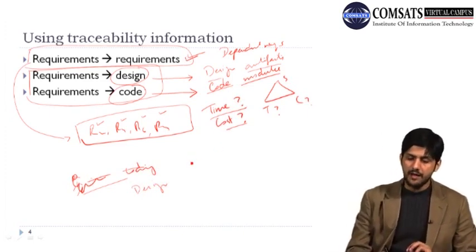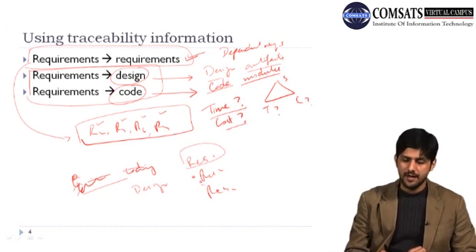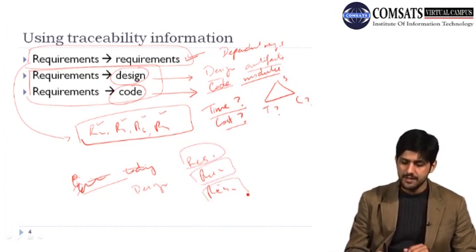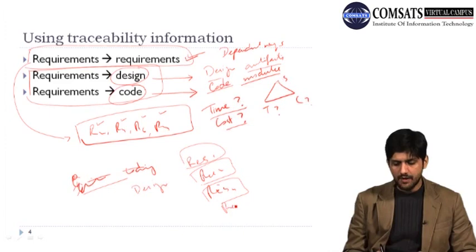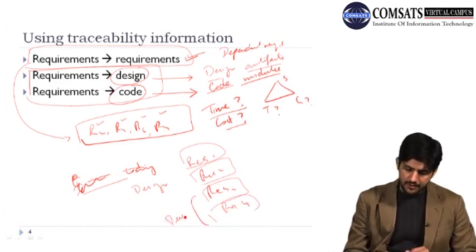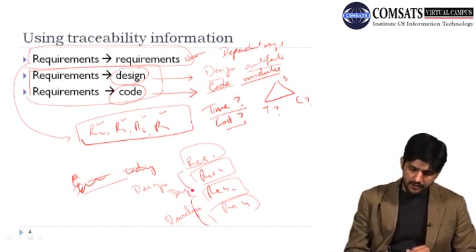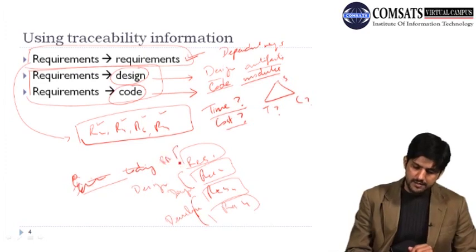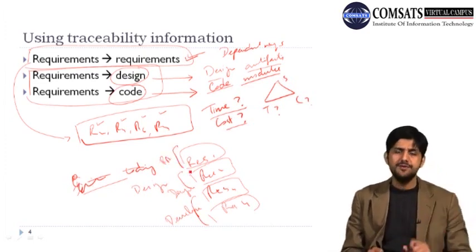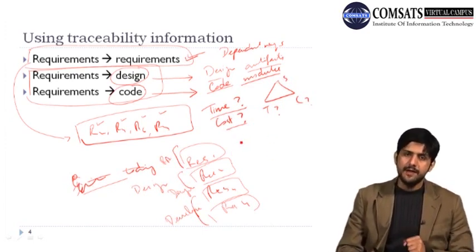So normally, let's say you have different resources: resource 1, resource 2, resource 3. Let's say resource 1 is a requirement analyst, resource 2 is a designer, and resource 3 is a developer. Let's say we have 2 developers, resource 4 is another developer. So these 2 are developers, this one is a designer, and this is a requirement analyst. So let's say you have 4 resources in your organization, and all these resources are assigned different tasks.